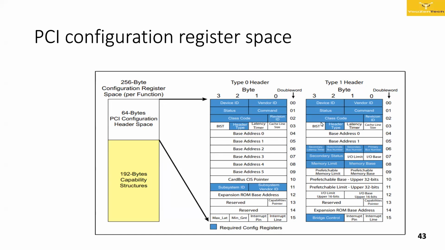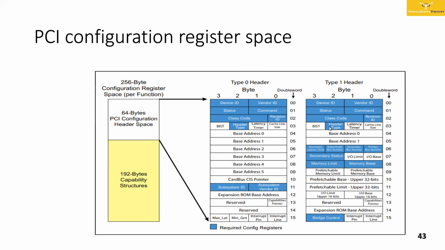Now the header type is very important during the enumeration process. Listen carefully. This is an 8-bit field. The first 7 bits indicate whether it will be type 0 or type 1. If the first 7 bits are 0, then it is type 0, which means the function is an endpoint. If it is type 1, it is a bridge, not an endpoint.